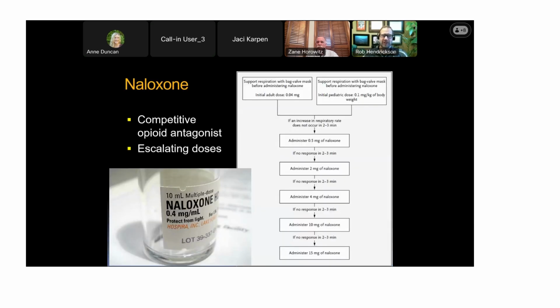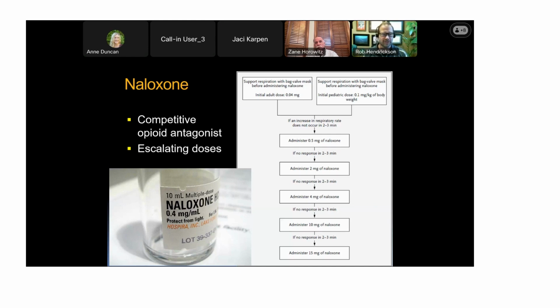So naloxone. We know that opioids bind to lots of opioid receptors, in particular the mu receptor, in different areas of the brain, and cause all of their effects: euphoria, as well as bradypnea and apnea. And there are also mu receptors throughout the body outside of the CNS, but they're less concerning. They have more to do with things like constipation and those types of things, ileus.